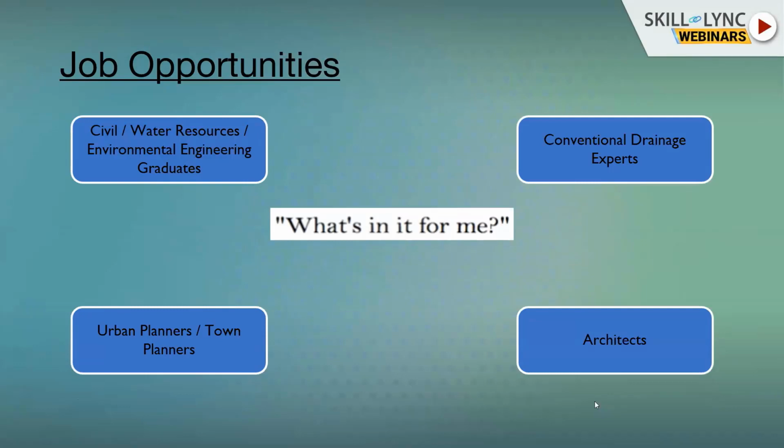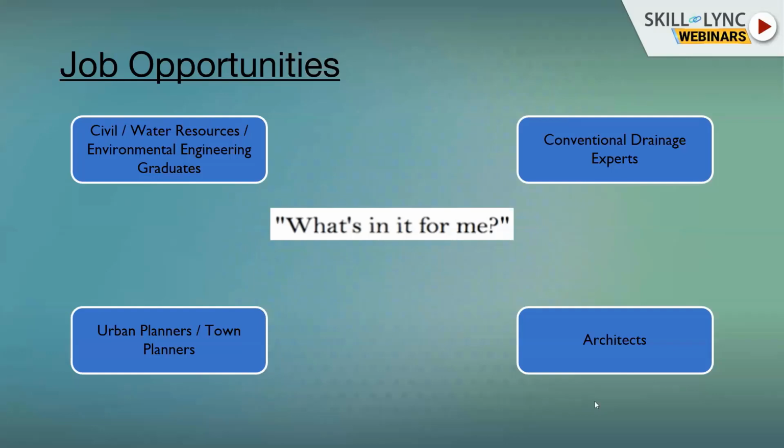Then the next target audience would be the conventional drainage experts, people like us who are already in the field, but we are only designing pipes and manuals and not thinking about the environment and capturing this water and using it for other things. So we have to think about the sustainability aspect. It's very important for us. Then I also talked about the spatial planning, the integration with the entire development of the site. So again, it's very important for the urban planners and town planners. Then for the architects too, because here we are having a discussion within the engineering community.